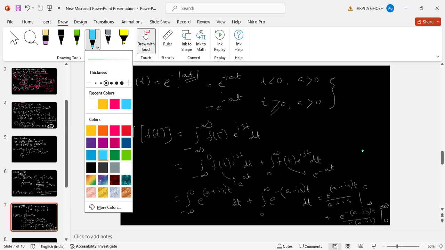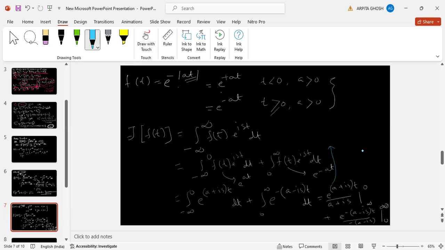So for the first part, e to the power a plus i omega t by a plus i omega. If we put t equal to 0, e to the power 0 is 1. So this is 1 by a plus i omega for the first one. Then for minus infinity, e to the power minus infinity is 0. So that part is gone.